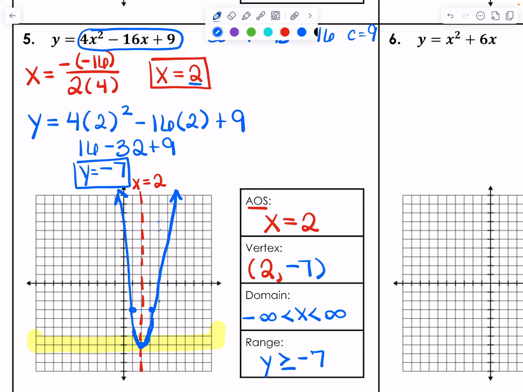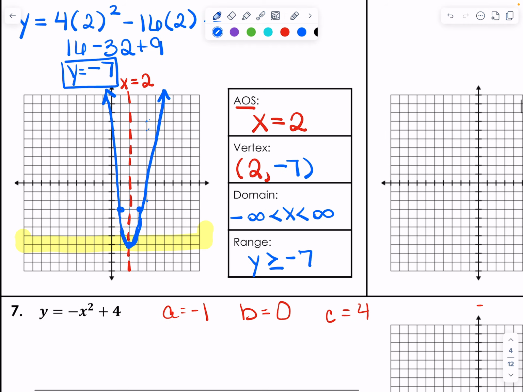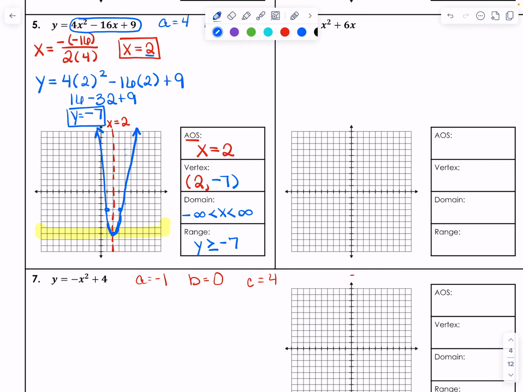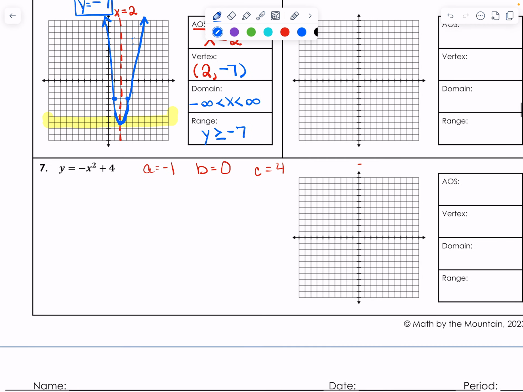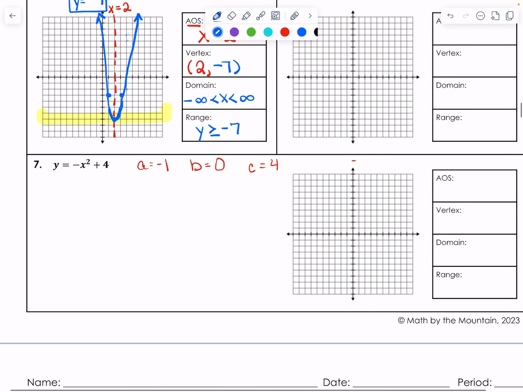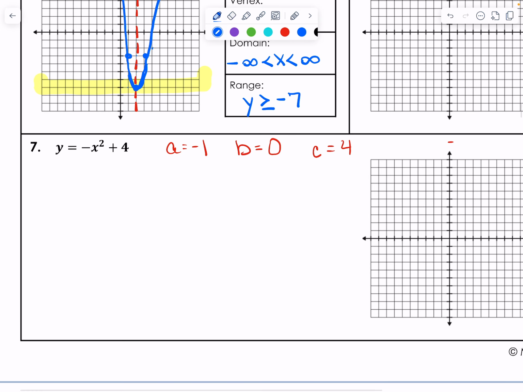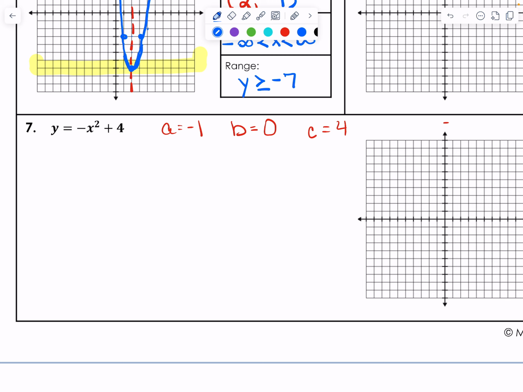Let's go on to number 7. Again, if all you can do is find that axis of symmetry and the x value of the vertex and graph those, do that much. Take it into whatever pieces you can do before saying I can't do this. So on this one here, we've got y equals negative x squared plus 4.